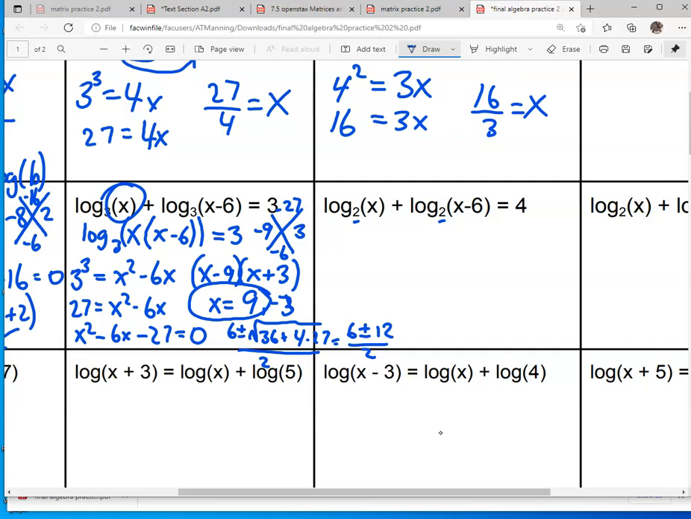Now I know that that's the same as the log of x times x minus 6, base 2, equals 4. Hey, it looks a lot like this, but it's a different base. I better get a different answer. So now I know 2 to the 4th equals what's inside there, multiplied together, x squared minus 6x. And 2 to the 4th turns out to be 16.